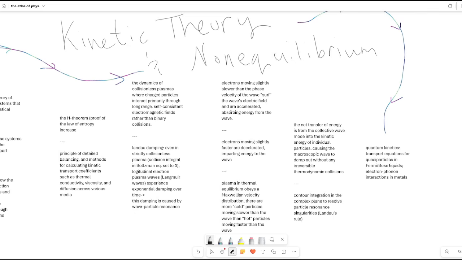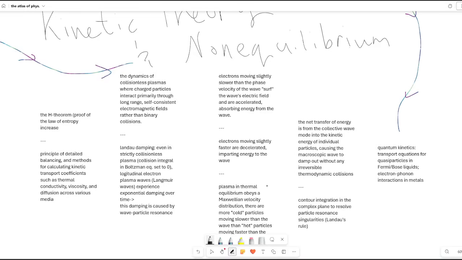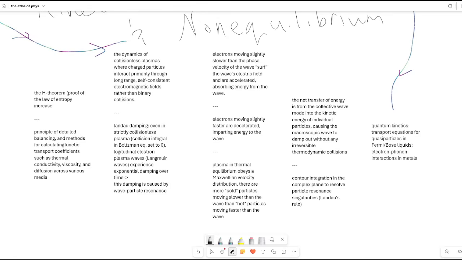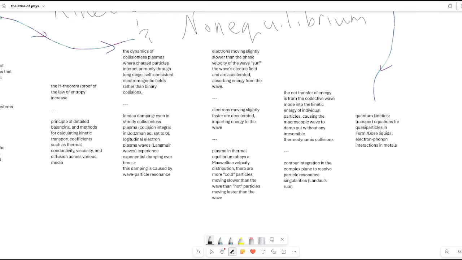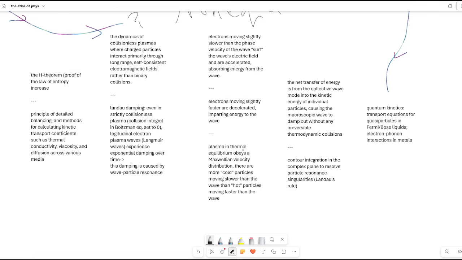All right, that's not really a word, but it just makes sense. They're decelerated. It's a directional acceleration. They are slowed down. Okay, imparting energy to the wave. So plasma in thermal equilibrium obeys a Maxwellian velocity distribution, and there are more cold particles moving slower than the wave than hot particles moving faster than the wave.